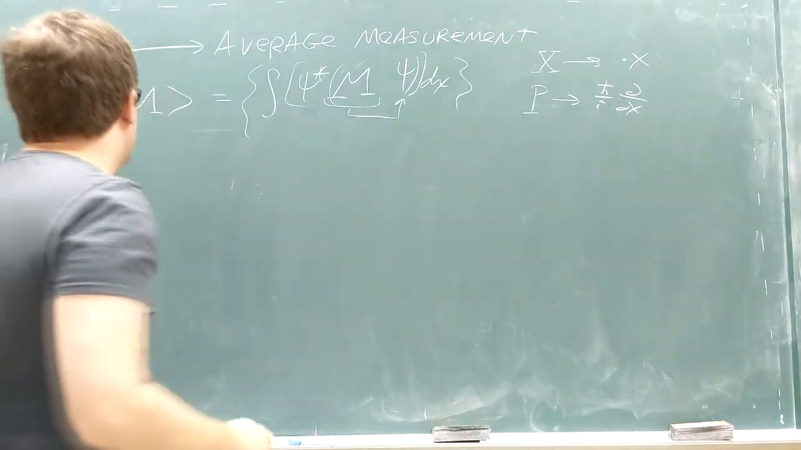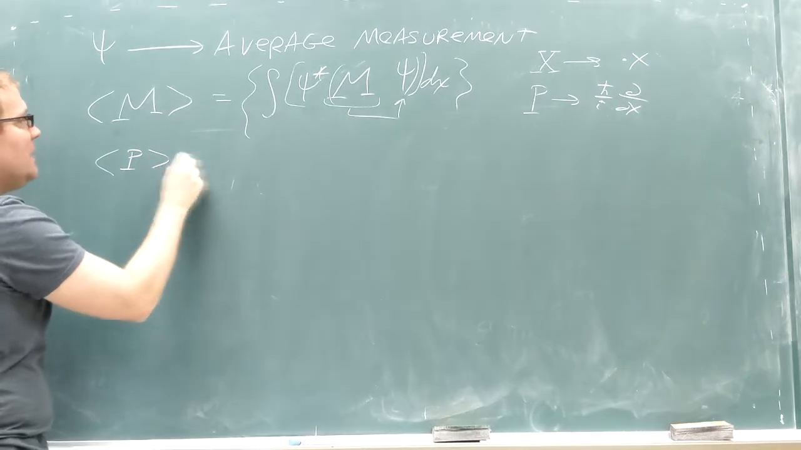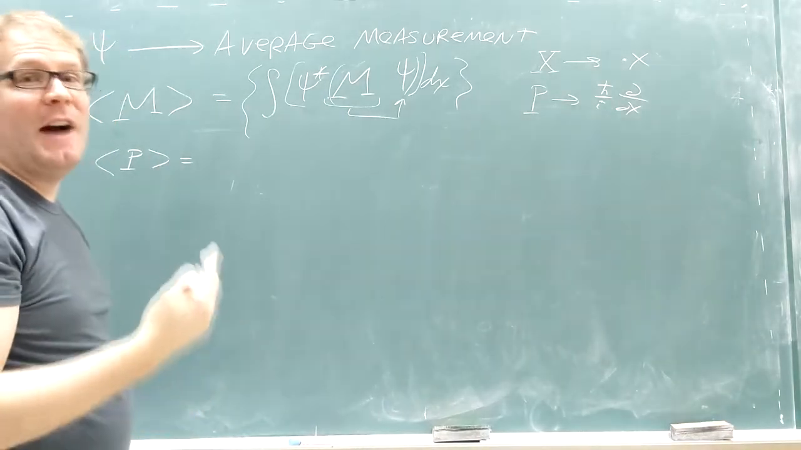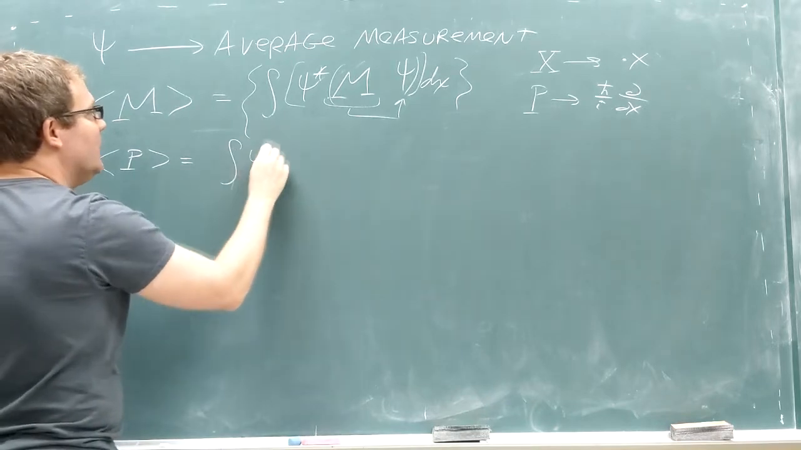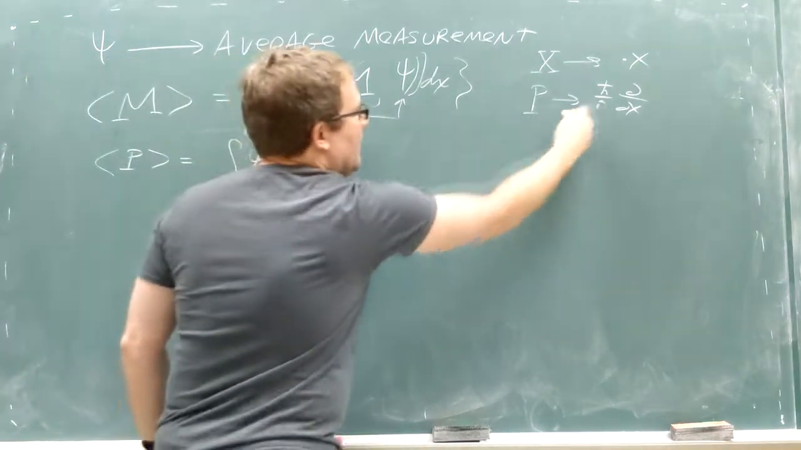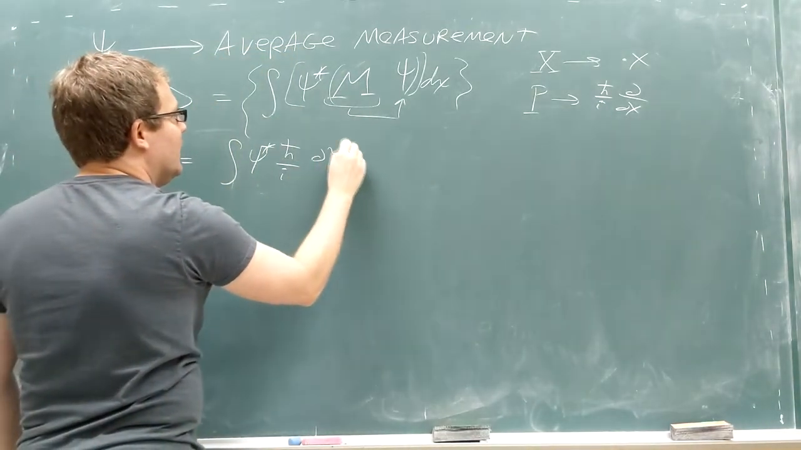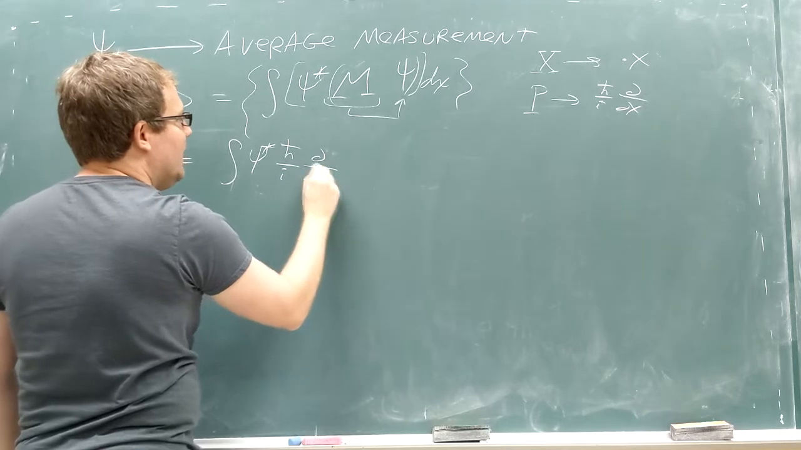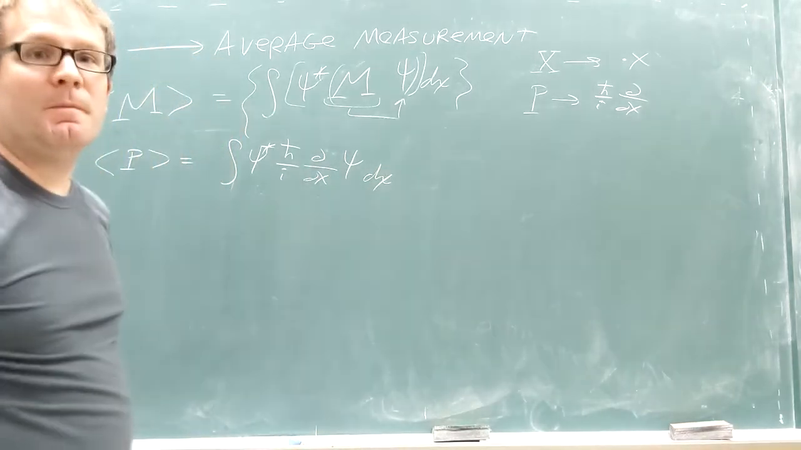Let me show you an example. Let's suppose you were trying to do the expectation value of the momentum. You're trying to get an idea of how fast the electron is going. So you'd have to take the integral of psi star, momentum operator gets replaced by h bar over i, d by dx, of the psi over here.